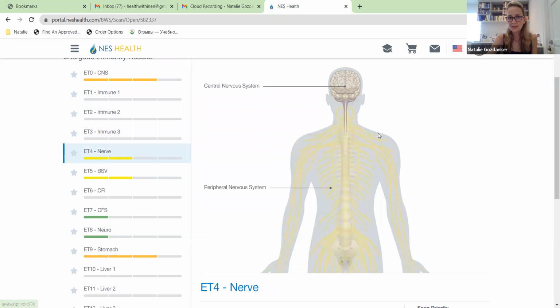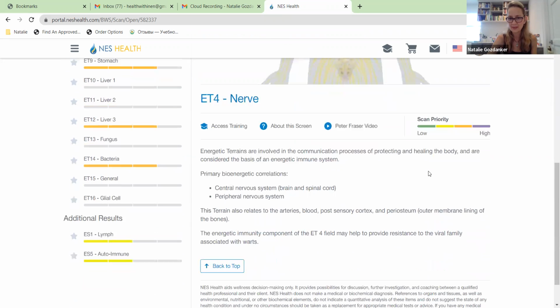Nerve, for example, this is the central nervous system again asking for support, and peripheral nervous system. And this is big for some people. This is huge, and it's associated with the viral family associated with warts. Okay.